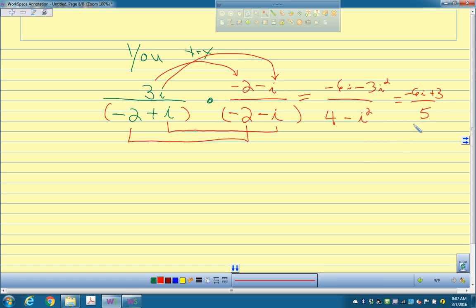And if I were going to write this in the nice complex form, you want to put the real part first. This is the real part. This is the imaginary part. So you rewrite this as 3/5 minus 6/5 i. That's the best way to write that. Okay? Very good. Who else got that? Some of you got it? A few of you. Good. Yeah, so those are tricky.